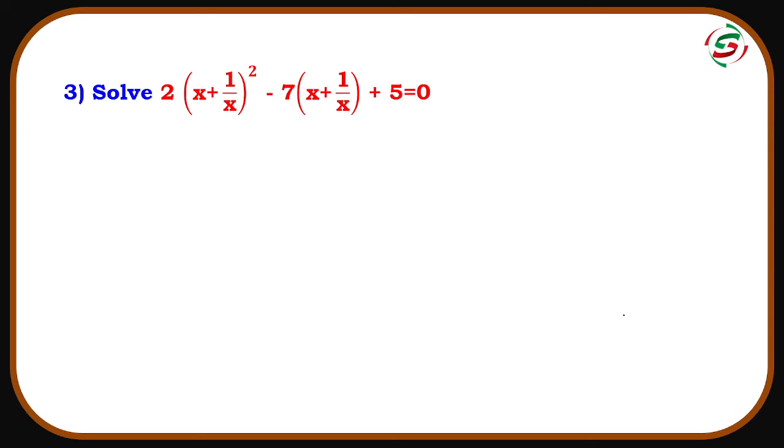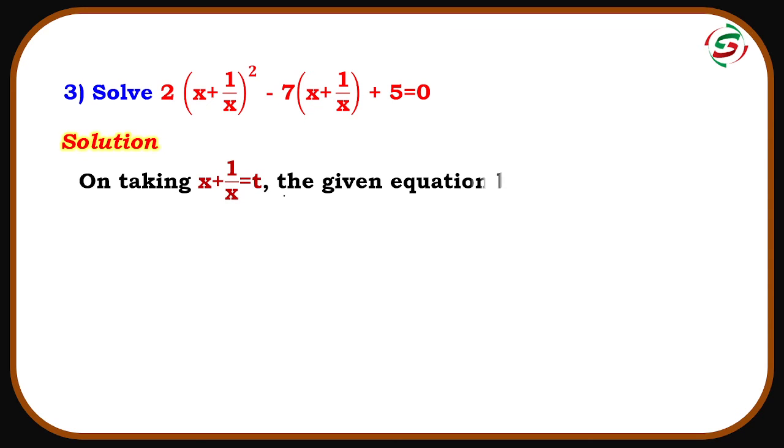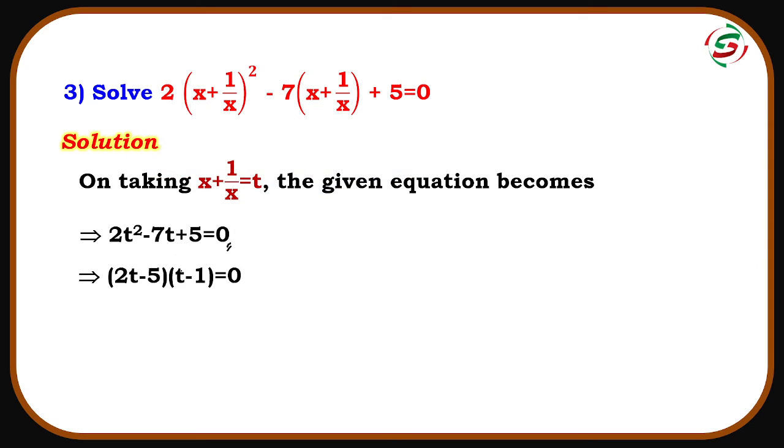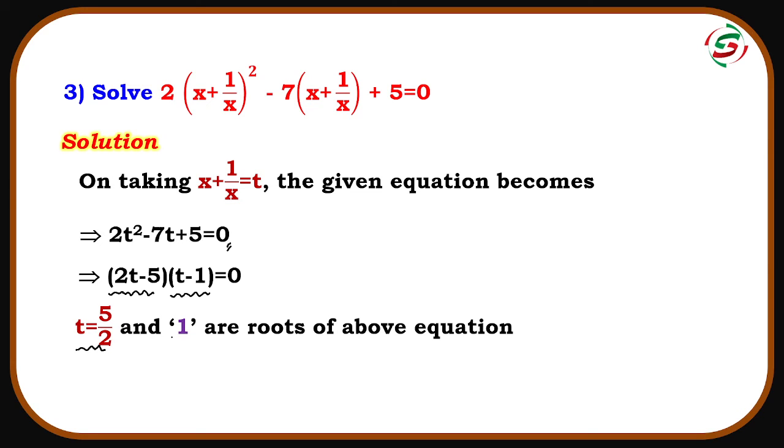Now we can go for the third problem, that is solve 2 times of x plus 1 by x whole square minus 7 times of x plus 1 by x plus 5 equal to 0. Now I will write x plus 1 by x as t. So this will be reduced to 2t square minus 7t plus 5 equal to 0. Now we have to factorize this. It will be in the form of 2t minus 5 into t minus 1 equal to 0. So t will be equal to 5 by 2 and 1 are the roots of the above equation.